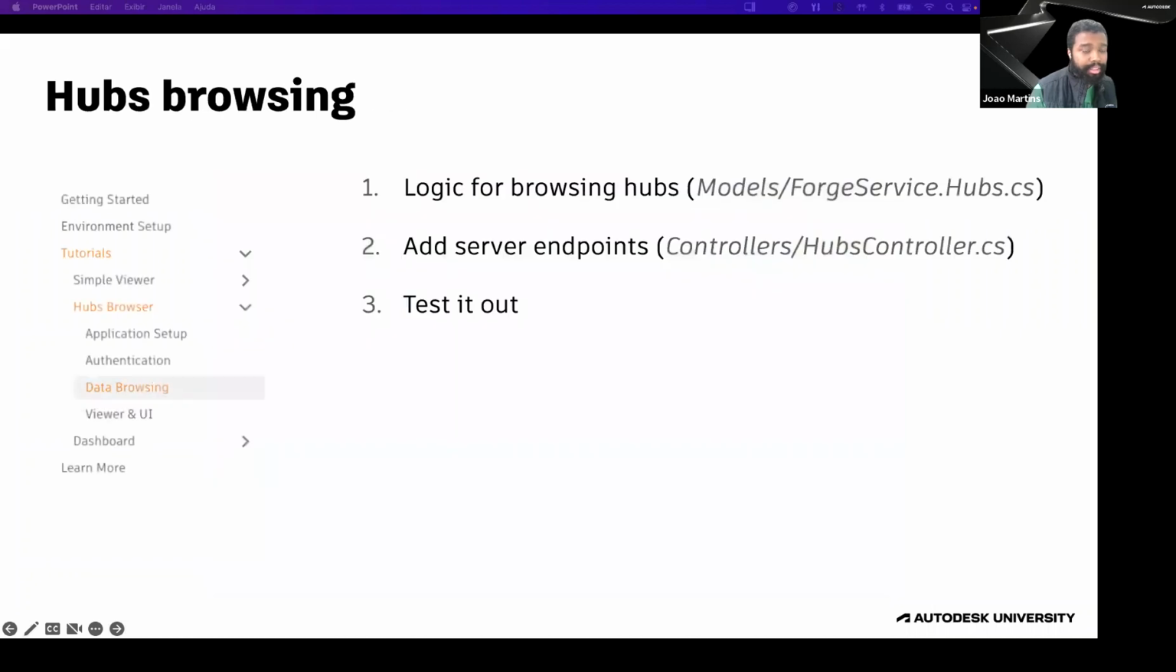In this session, we are going to add the logic for browsing from the top down to the version, from the hub to the version, going through the hubs, projects, folders, items, and versions. And then we are going to add the server endpoints to retrieve all of this information, all right?